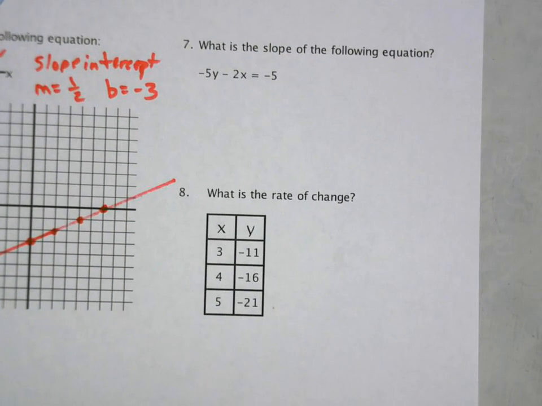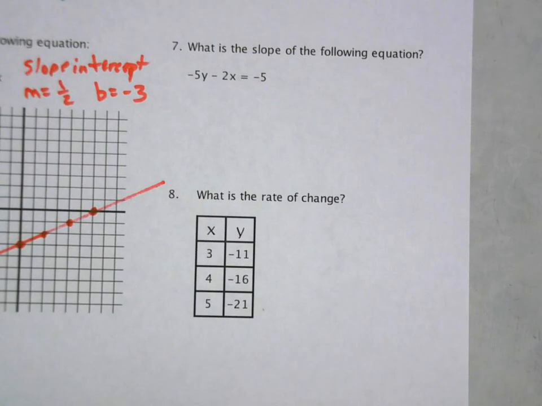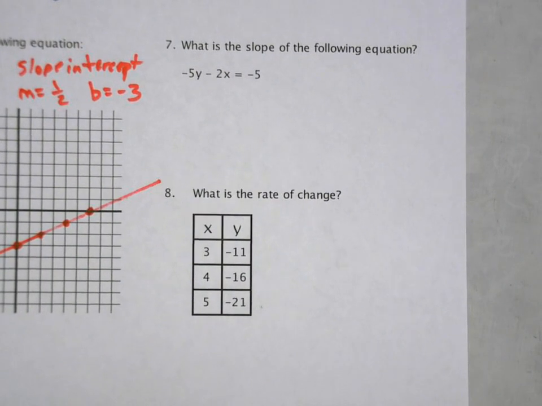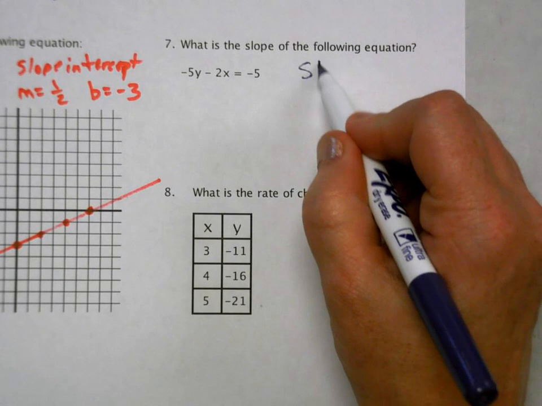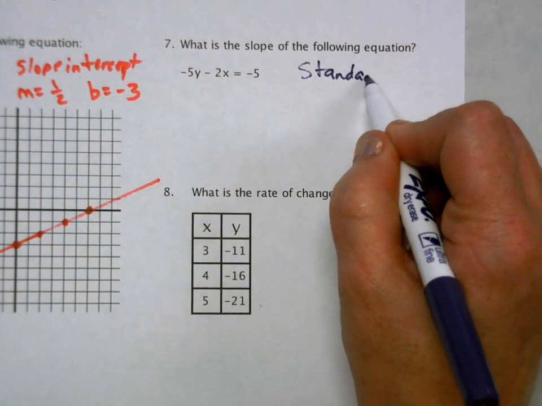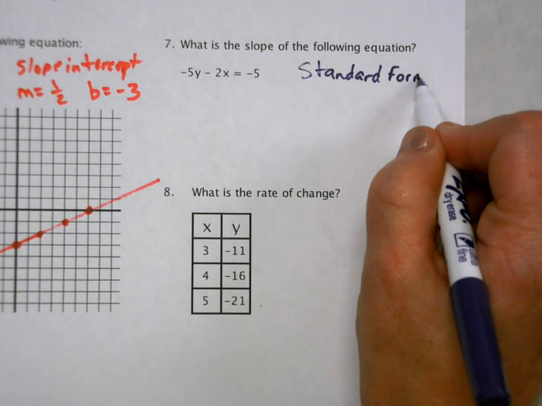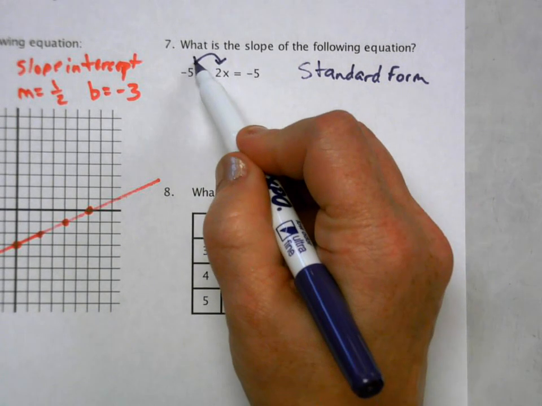Two more. Number 7. What is the slope of the following equation? It's in standard form. Kind of, right? Again, they're trying to pull a fast one on us, aren't they?